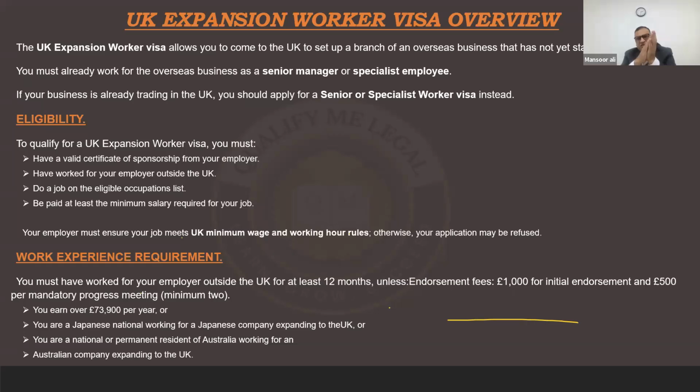There are certain criteria for every category. The way we had certain criteria for the visit visa, and we already discussed the innovator founder visa, in the very same way, we have the UK expansion worker visa eligibility criteria and another set of standards which we need.